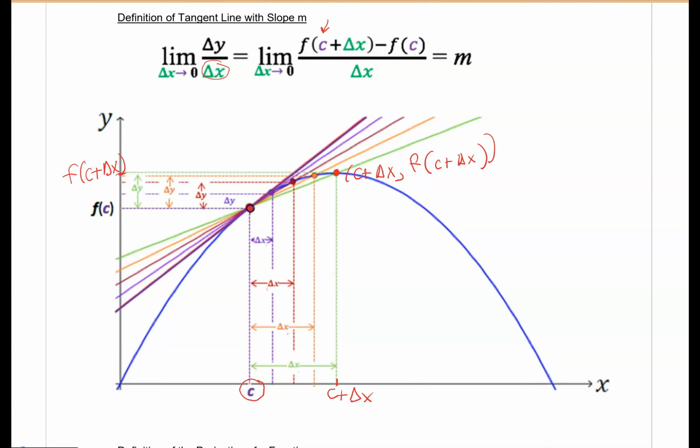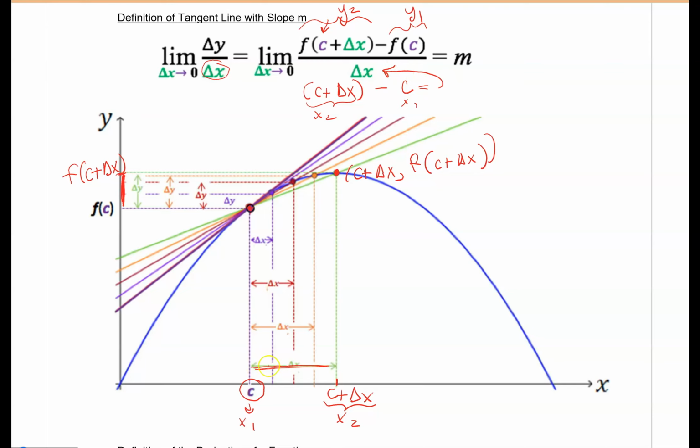But in order to do that, we begin with algebra 1. We begin with just y2, that's what this is, minus y1 over c plus delta x minus c, right? x2 minus x1. y2 minus y1 over x2 minus x1. It's change in y, which is right here, delta y, over change in x, which is right there. If you do c plus delta x minus c, well, that results in just delta x. That's why there's a delta x in the denominator.